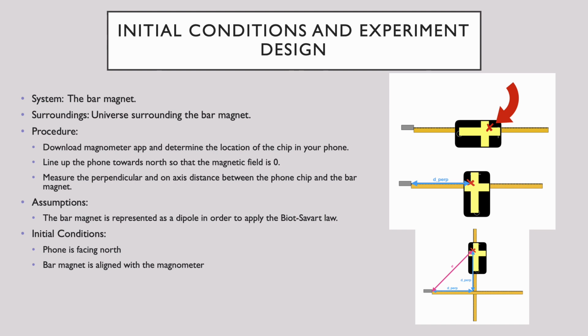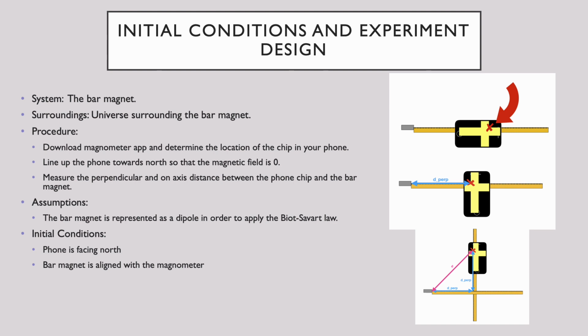The system is the bar magnet and the surroundings of the universe surrounding the bar magnet. So for the procedure, I downloaded a magnetometer app and determined the location of the chip in the phone using the magnet, and then lined up the phone towards north so that the magnetic field from the Earth is 0 and there was no interference. And then I measured the perpendicular and on-axis distances between the phone chip and the bar magnet, as well as the magnetic field.